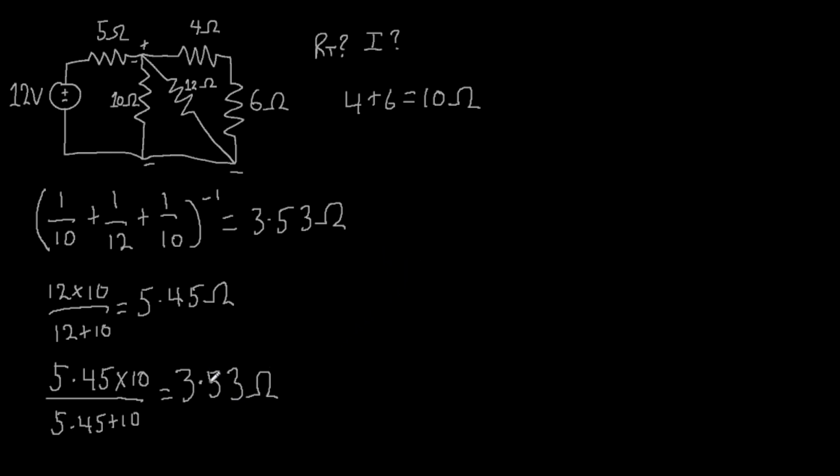Now, this resistance here is the equivalent resistance of all these four resistors, and it's now in series with this 5 ohm resistor. So we just add 5 ohms to 3.53, that's 8.53 ohms. And that is your equivalent total resistance of this circuit.